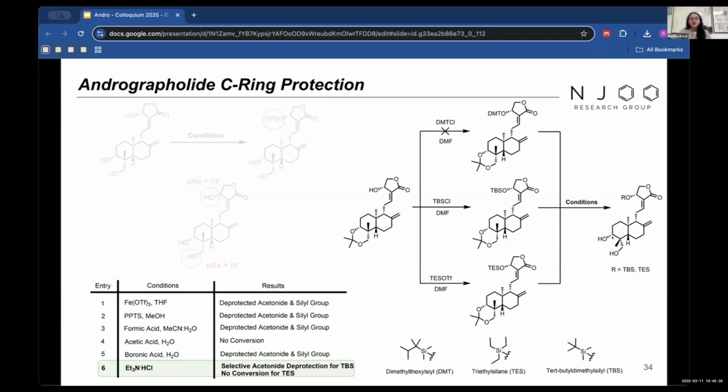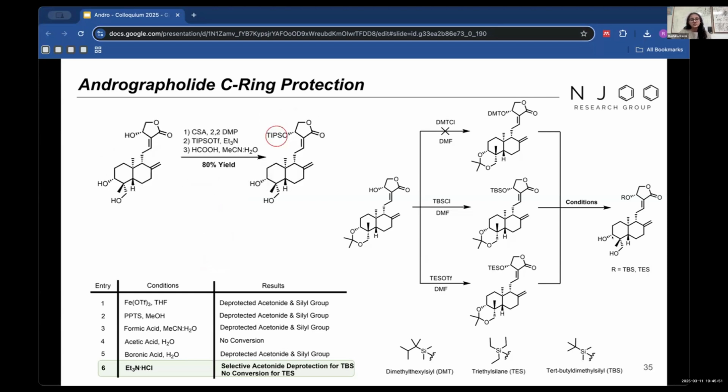But later on, we were also able to find that we were able to get selective ketal deprotection with triethylamine hydrochloride, but these conditions were quite sluggish and not very convenient to perform at large scales, which is what we wished. And so we ended up choosing this set of conditions with the TIPS protecting group at the C14 position. That is quite a strong protecting group that we would later be able to deprotect when necessary using TBAF.